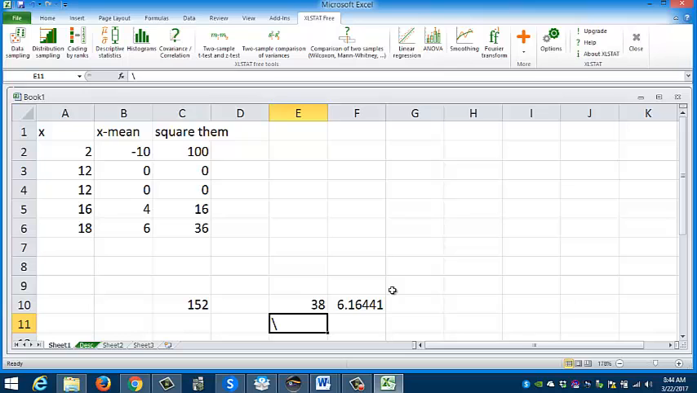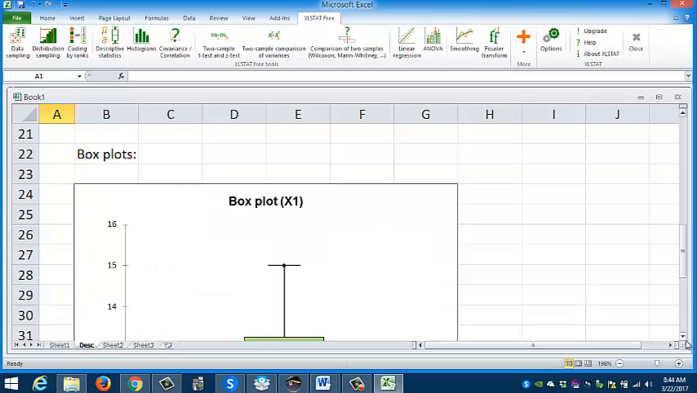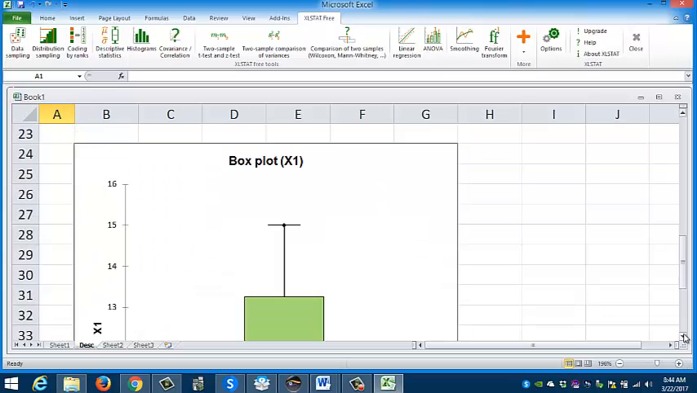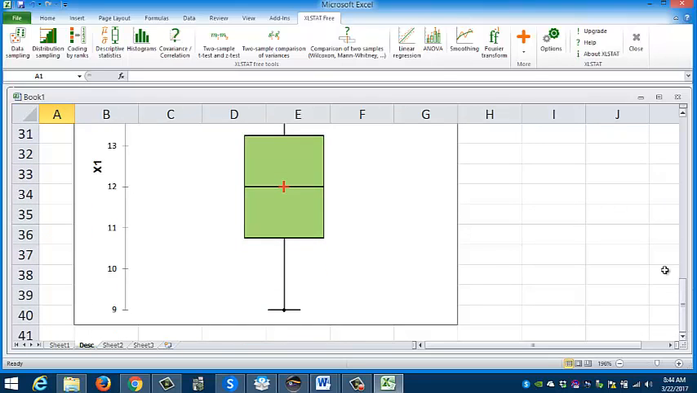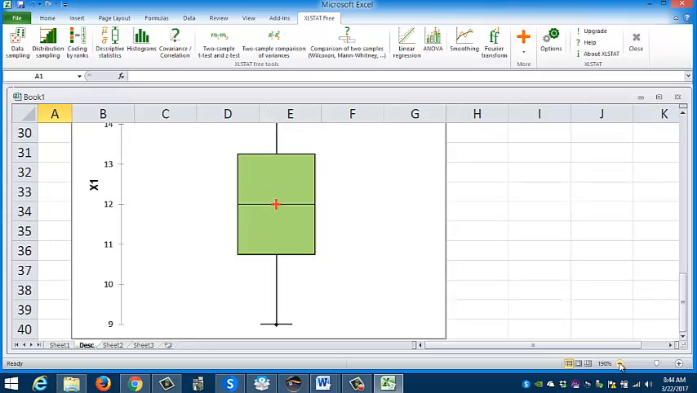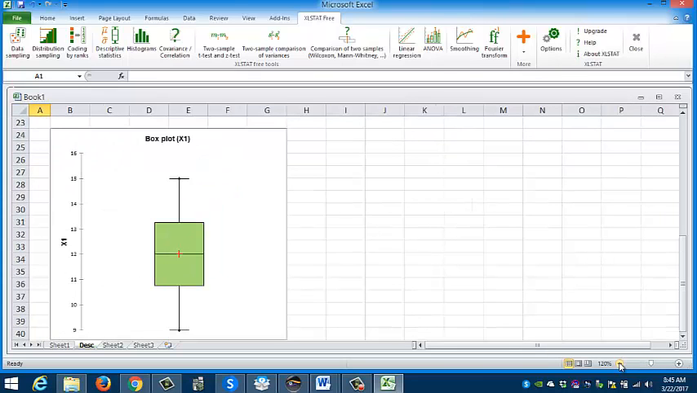Okay? I want to go back to Excel Stat for a second. And I want to go down to this little picture down here. I don't know if you've seen this yet. It's called a box plot. And there we have my box plot. I think I'll zoom out a little bit actually this time so we can see it a little better. That's what's called a box plot.